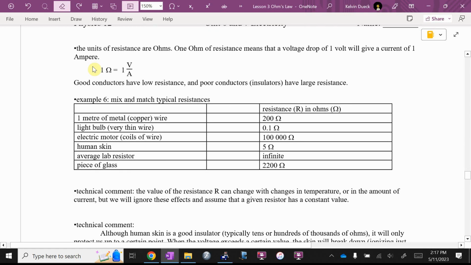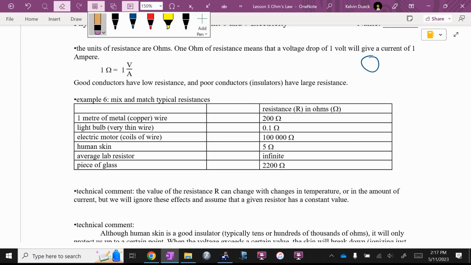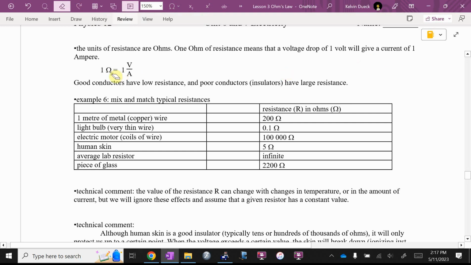The units of resistance are ohms. So current is measured in amps. Voltage is measured in volts. That's the easy one. Resistance is in ohms. Why wouldn't I use a letter O as my abbreviation for ohms? Why would that be a bad idea? Looks like a 0. So we use a Greek letter, omega. That's that little symbol right there. 1 ohm is 1 volt per amp. I just got the R by itself from V equals I times R.